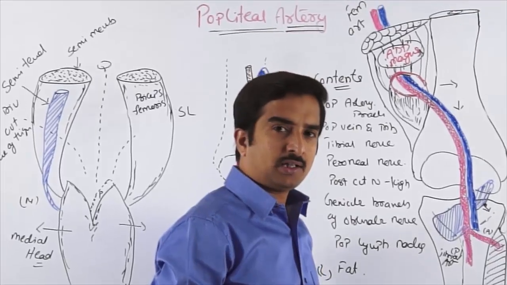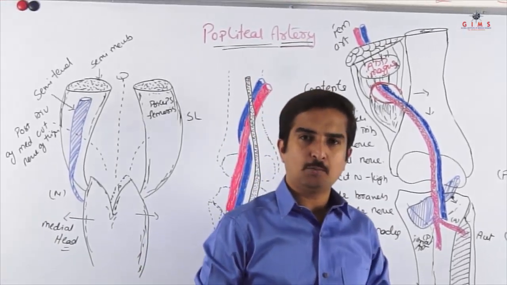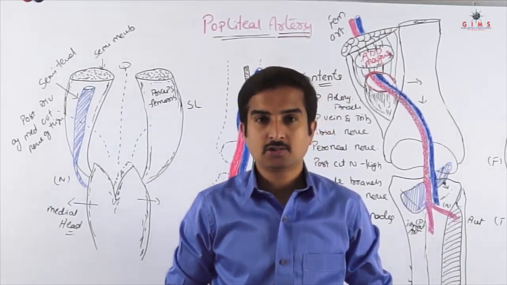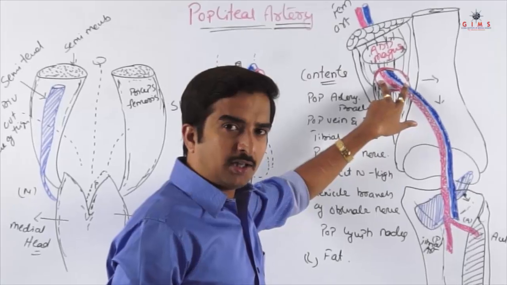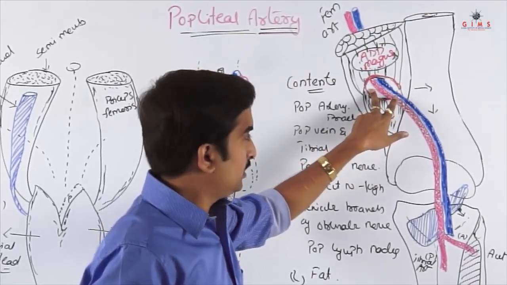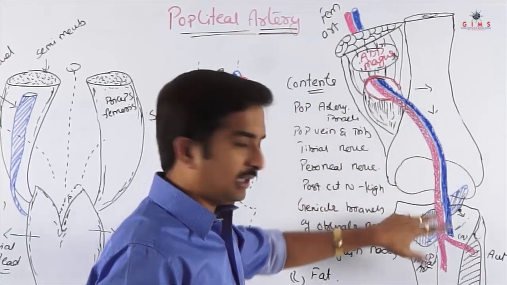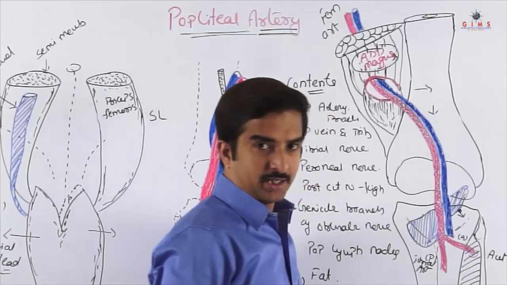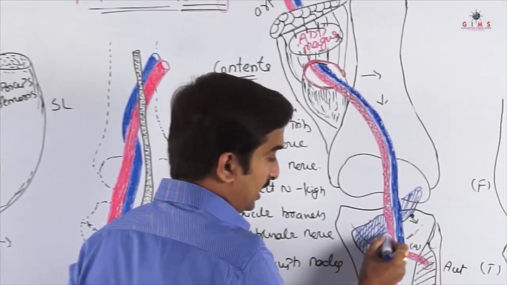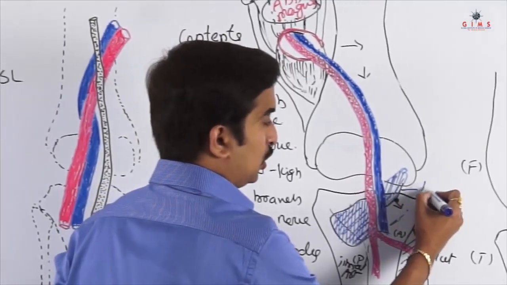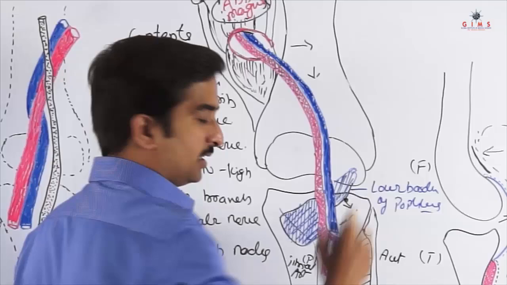Okay? So, what is the origin of the popliteal artery here? The popliteal artery formation takes place in the opening of the adductor magnus. It is also called the adductor hiatus, right? After the artery forms in the hiatus of adductor magnus, it runs downwards and laterally, finally to reach the lower border of the popliteus muscle. This is the popliteus muscle, and this is the lower border of the popliteus muscle.